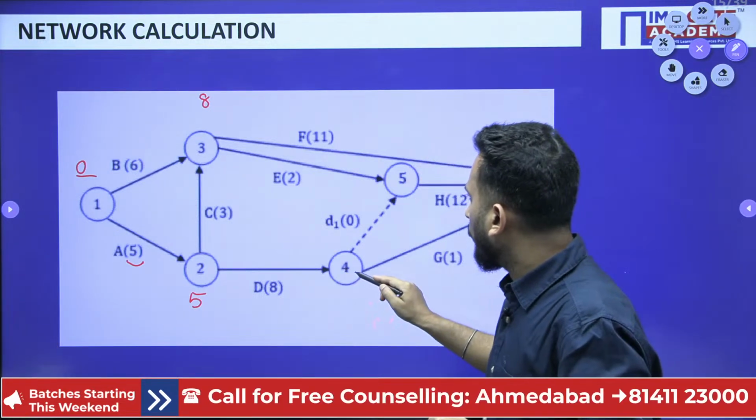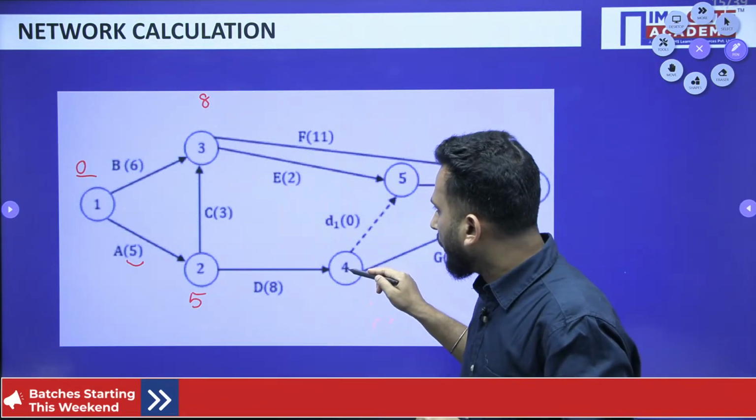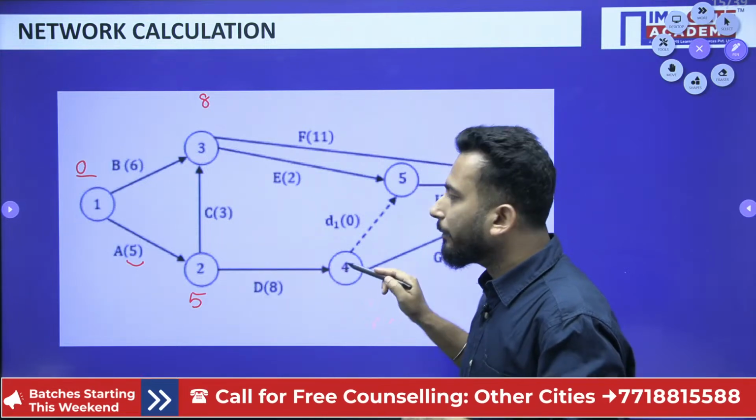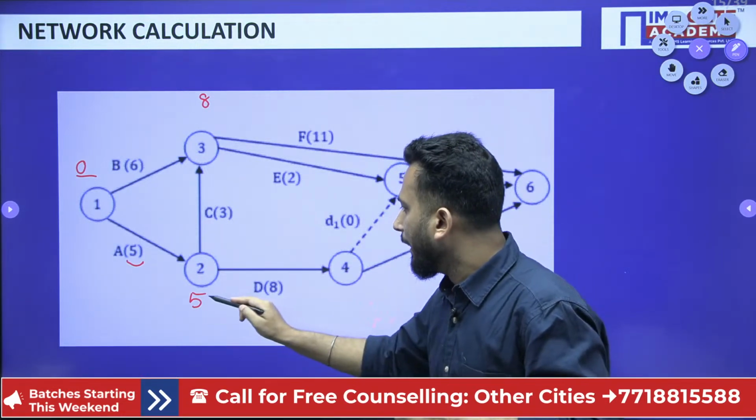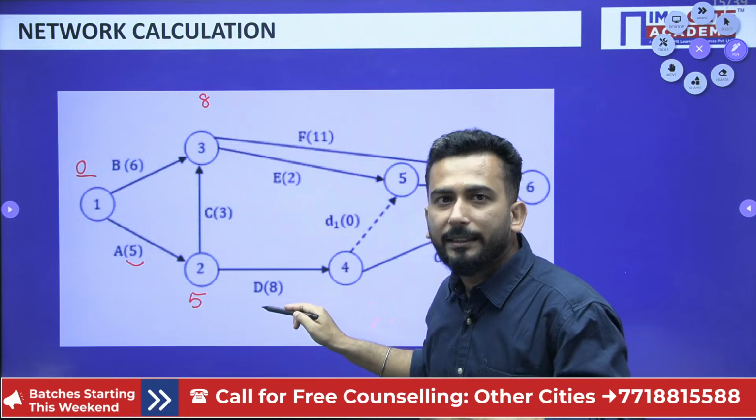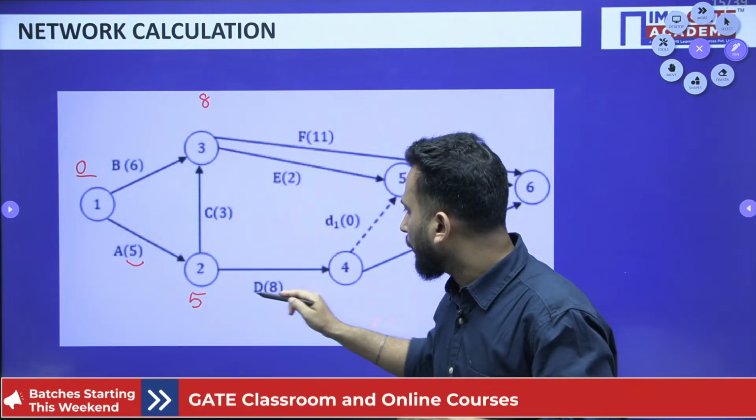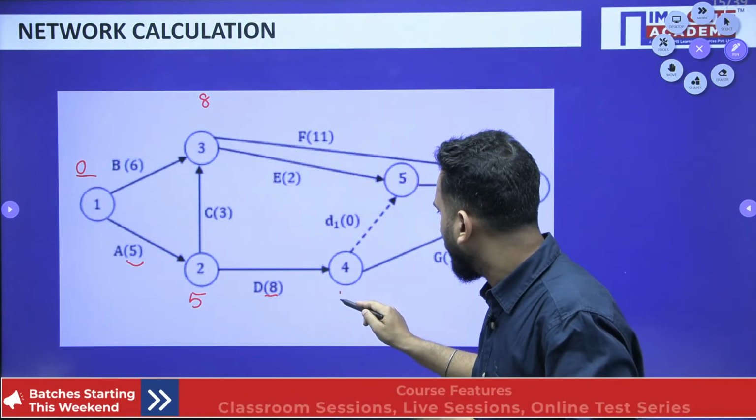Let's try to go to 4. While reaching event 4, I only have one way, and that is 5 plus 8. 8 is the activity time of D. So 5 plus 8, it is 13.